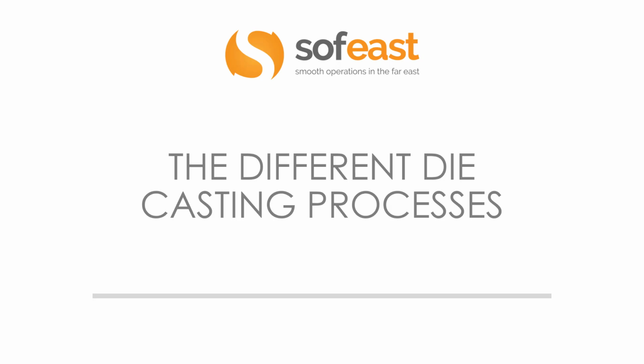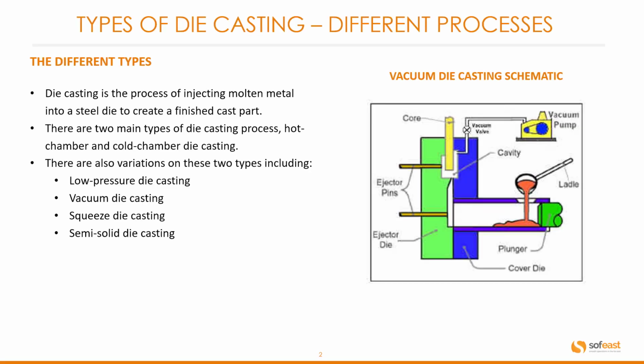Here we're going to be looking at the different die casting processes. So what are the different types? Die casting is the process of injecting molten metal into a steel die to create a finished cast part. There are two main types of die casting process: hot chamber and cold chamber die casting.